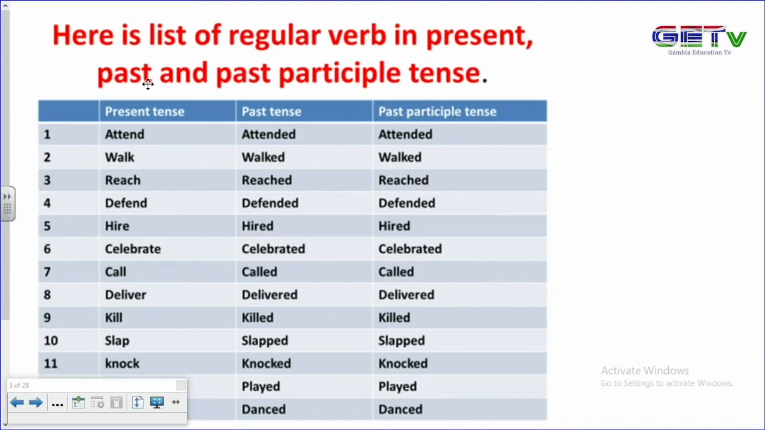Play, played, and played. We also have dance, danced, danced. In the case of dance, again, you don't need to add ed. What do you need to do? Just add d because the verb already ends in e.